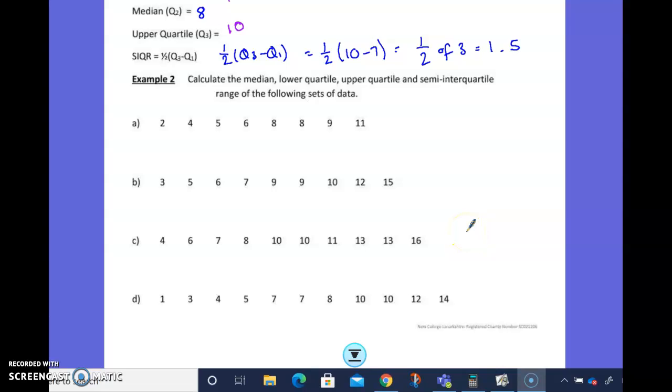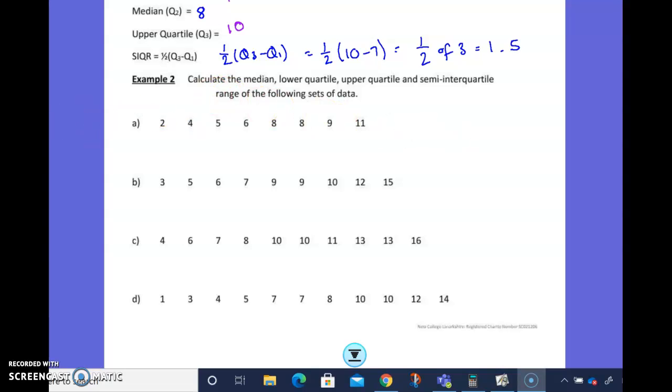Okay, example 2 from semi-interquartile range then. So we need to calculate Q1, Q2, Q3 and the semi-interquartile range for each of these sets. Now, they've been put into order for us, so that's great. What we'll do here is look at the different placements where you can get your median and your quartiles as well.